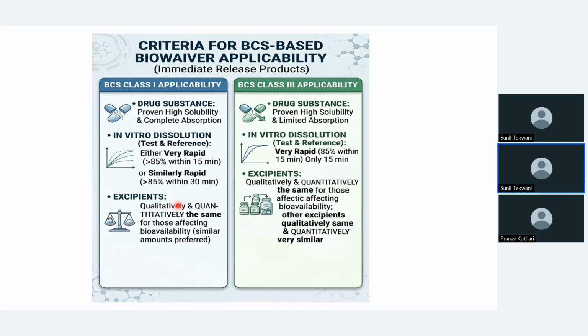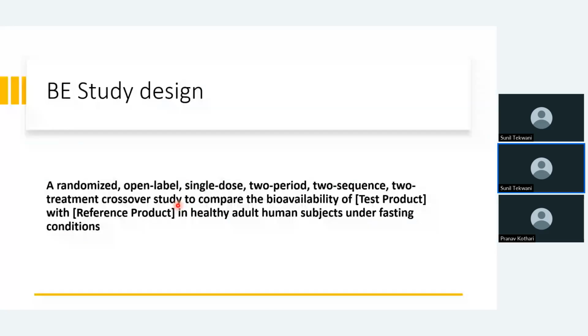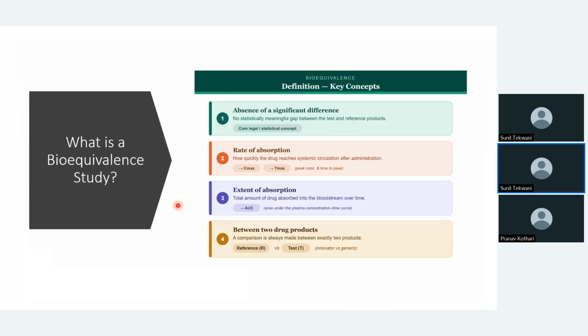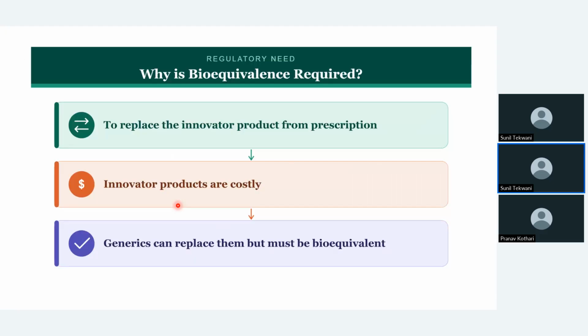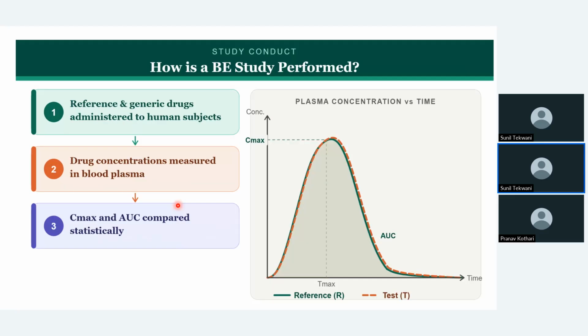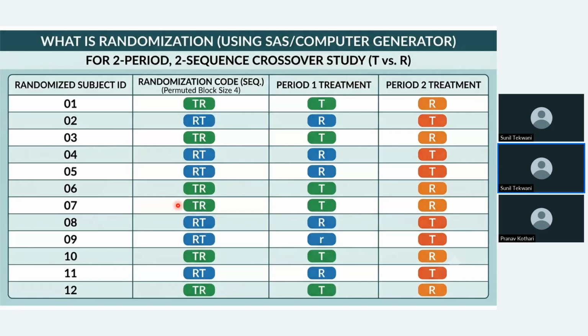Okay, so now let me quickly help you revise all that we covered, as the technical topics for today are over. I'll take 5 more minutes of your time. So we saw first what a BE study is, why it is required to replace generics, how it is performed, blood plasma concentration profiles, and BE study design definitions: what is randomized, open label, single dose, 2-period, 2-sequence crossover study, and how randomization is done.